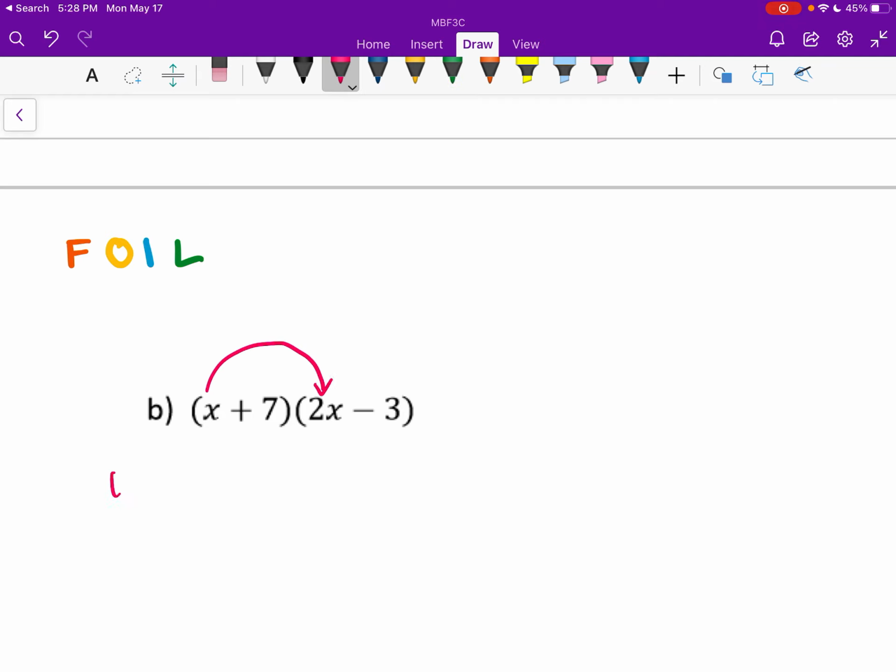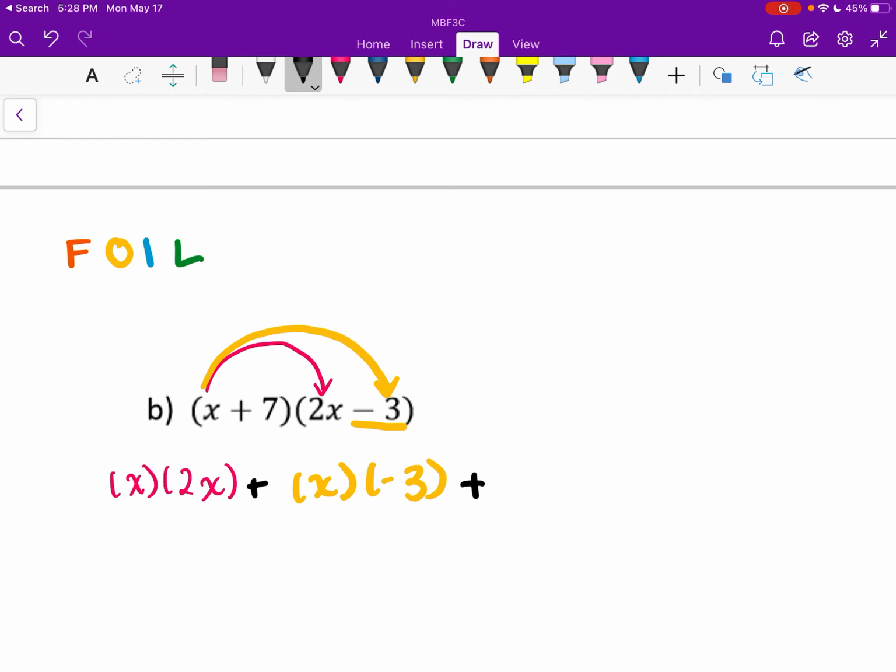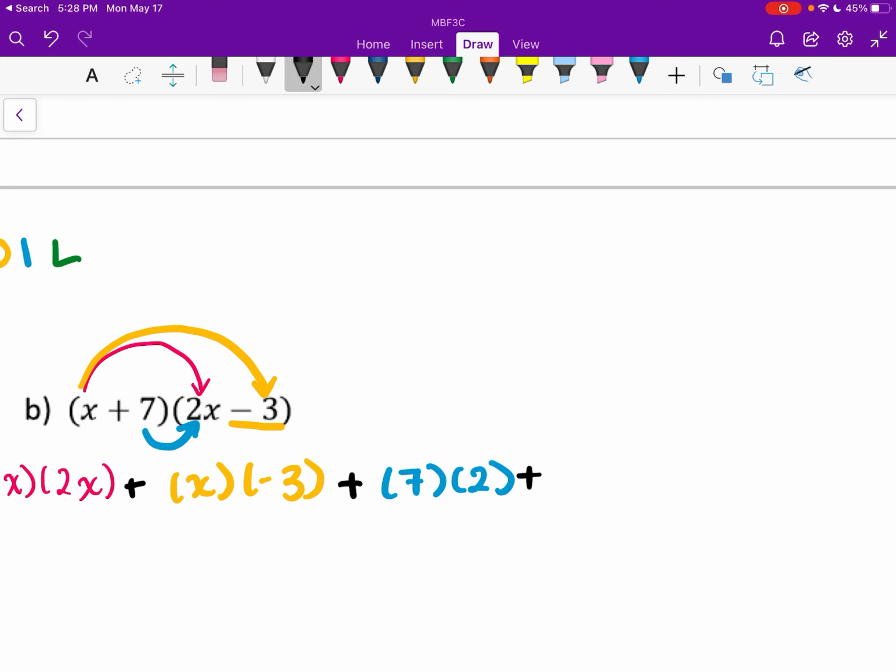First terms are x and 2x. And of course, you can just do the method I used above where you cover up the 7 and then cover up the x. Either one works for me. Then you have plus x times negative 3. You need to remember that this is negative 3. Plus, let's go underneath and look at our second one, 7 times 2. And then plus 7 times negative 3.